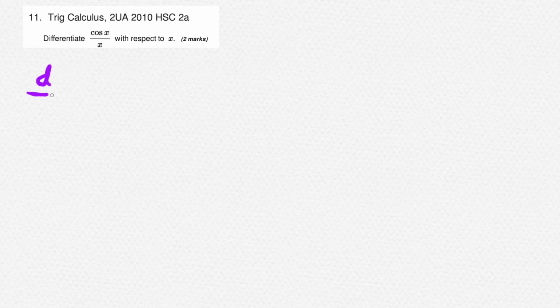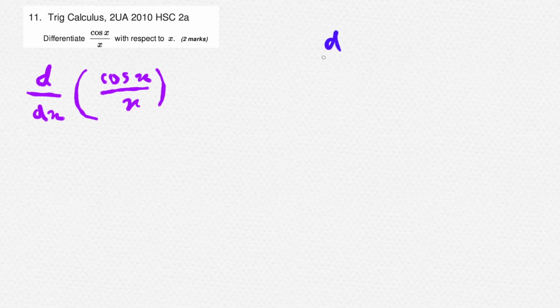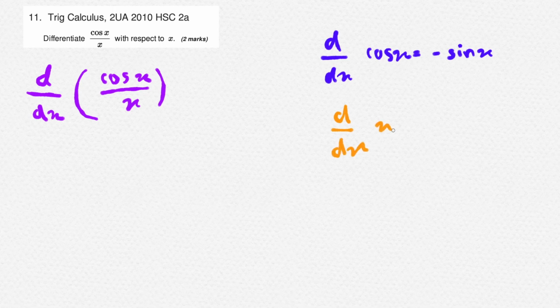Now try this question. Differentiate cos x over x with respect to dx. For this question, we must know how to differentiate cos x and how to differentiate x. The derivative of cos x is minus sine x. I am telling you multiple times, we must always remember this rule. So now that we know the derivative of cos x is equal to minus sine x, now we must know how to derive x. The derivative of x will always be equal to 1.